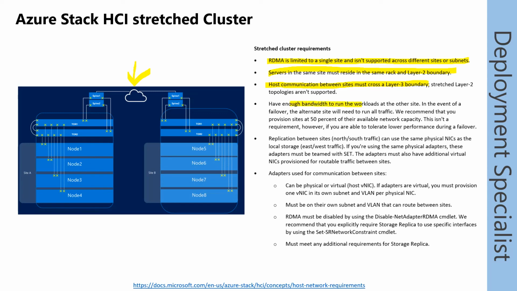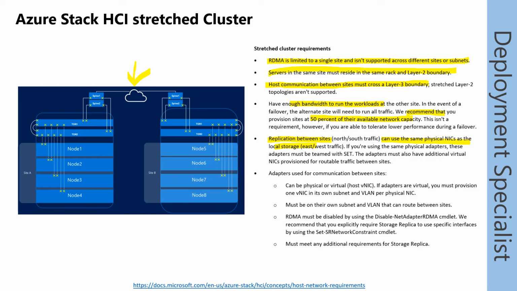For sure, we need bandwidth to run our workloads. Bandwidth is the key to success here in stretch clusters, to ensure that we have enough bandwidth to transfer our data via storage replica to the other side. The recommendation is to provision 50% of the network capacity to have enough capacity reserve, for example for failover scenarios. The replication between sites should use the same NICs as the local storage.